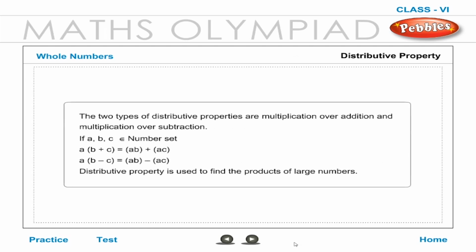Distributive property. The two types of distributive properties are multiplication over addition and multiplication over subtraction. If a, b, c belong to the number set, a into (b + c) is equal to (a × b) + (a × c). a into (b - c) is equal to (a × b) - (a × c). The distributive property is used to find the products of large numbers.